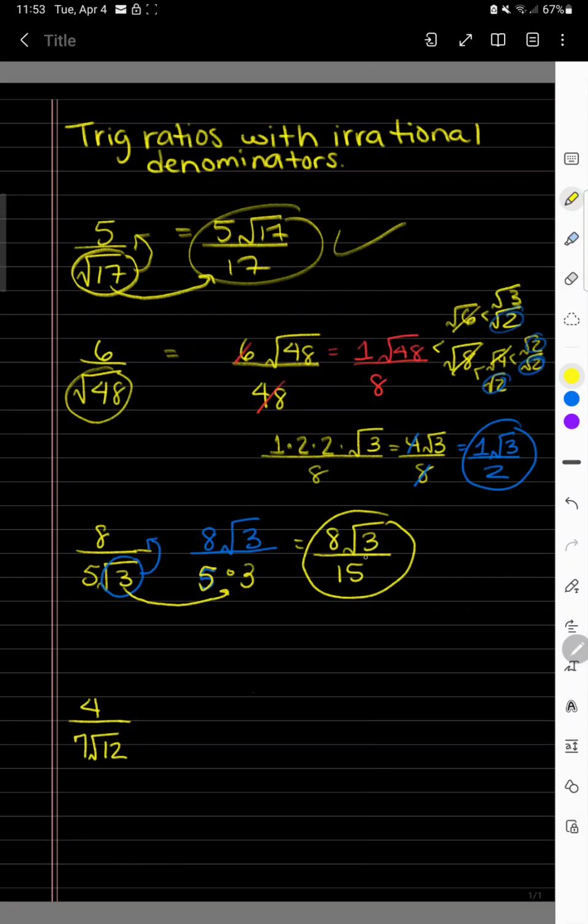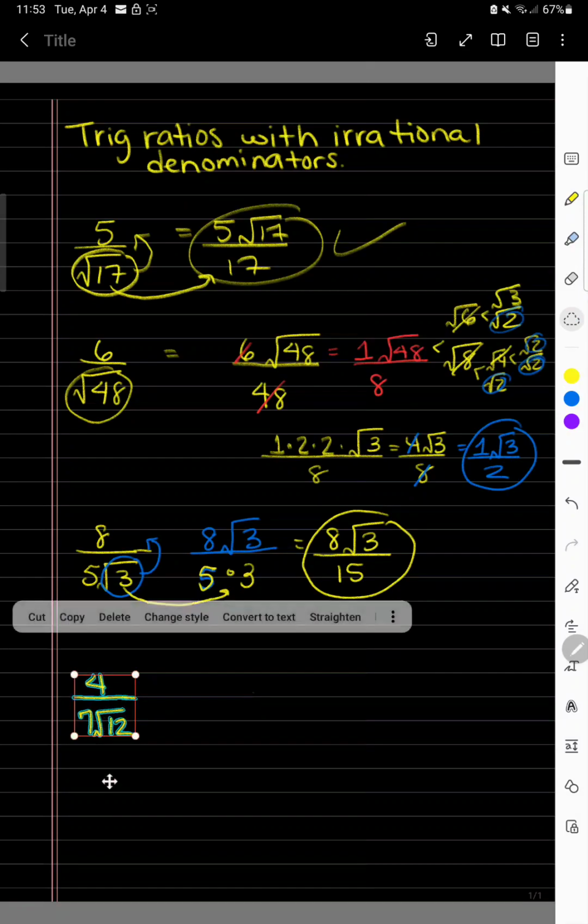3 and 15 do share something, but since 3 is inside of the box, I cannot simplify 3 with 15 because 3 has the square root box. So that's it. That's as far as that one goes. So we brought up the square root inside the box, took out the 3 at the bottom, and multiplied it with the 5 that was already at the bottom. So that one's done.